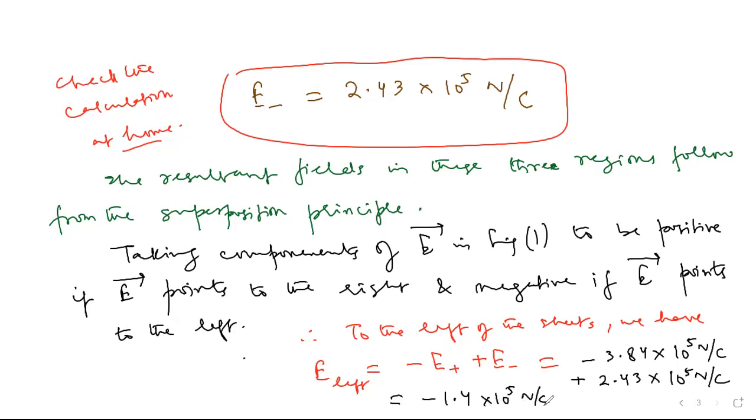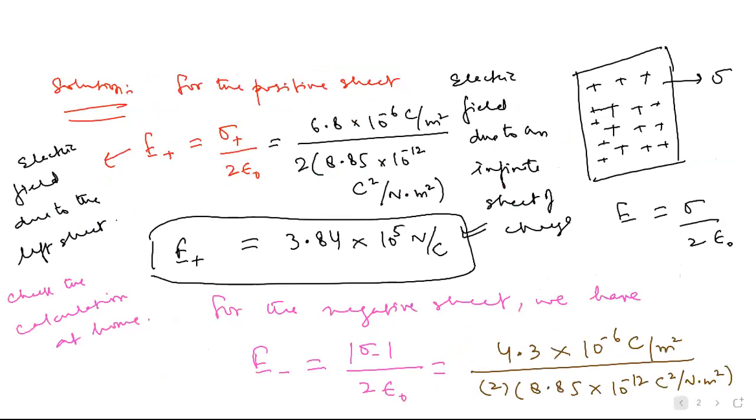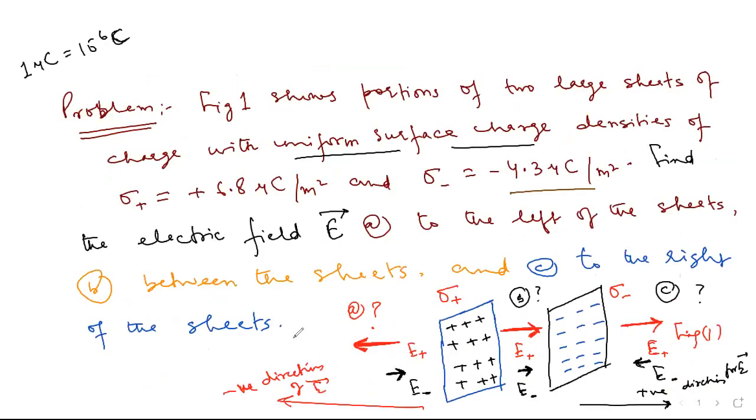Minus 1.4 into 10 raised to the power 5 Newton per Coulomb. As always, check the calculation at home. So this is our answer for electric field to the left of the sheets. That is here.